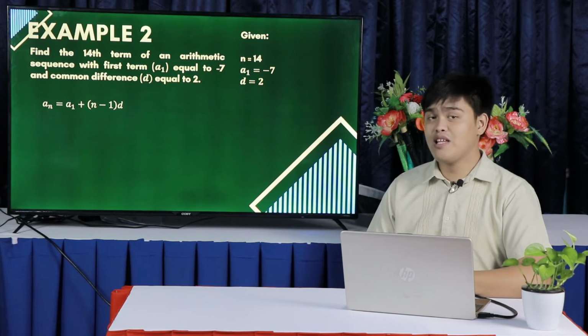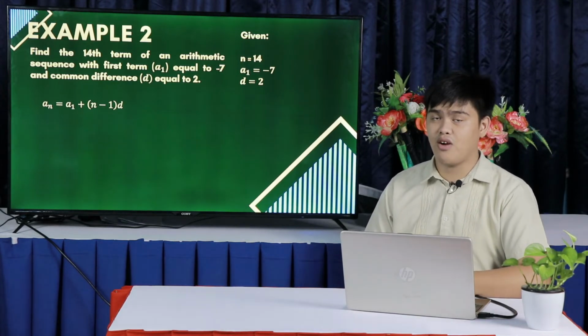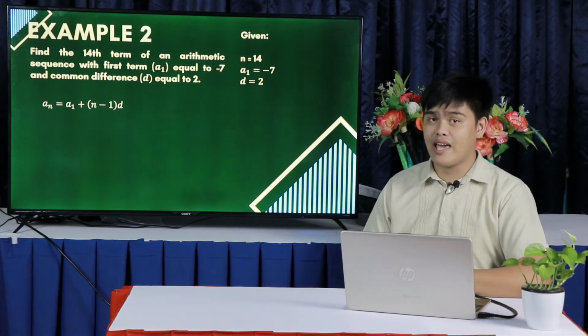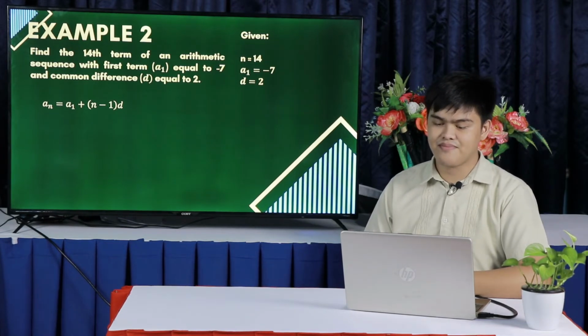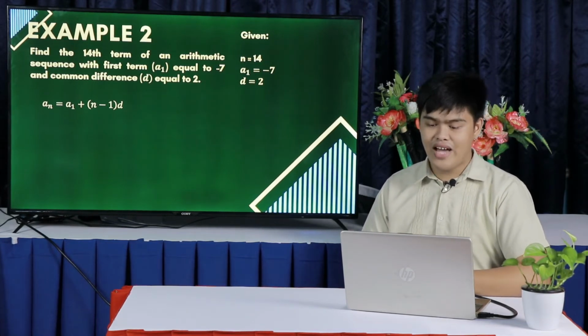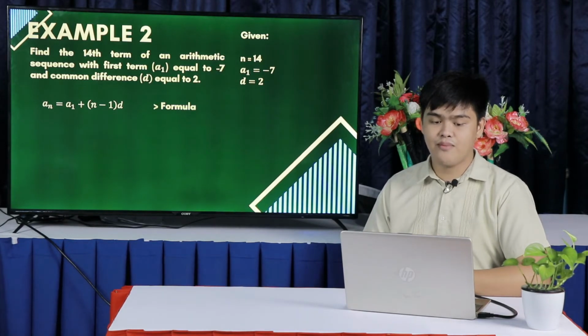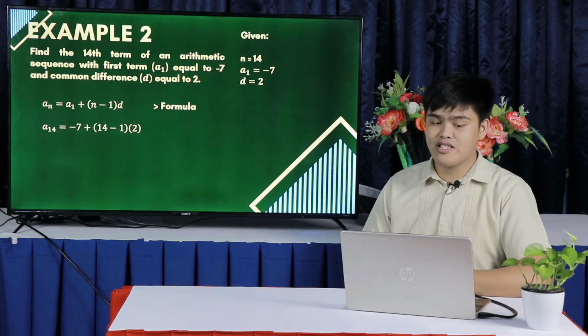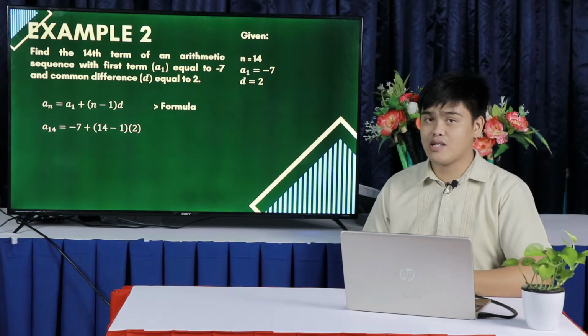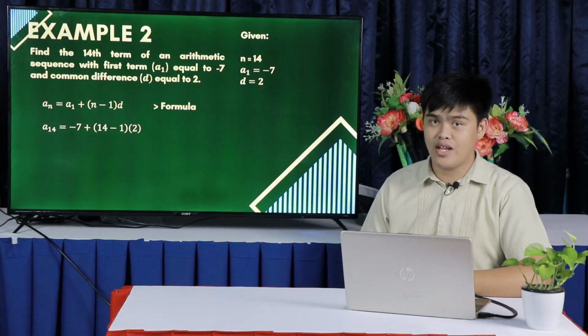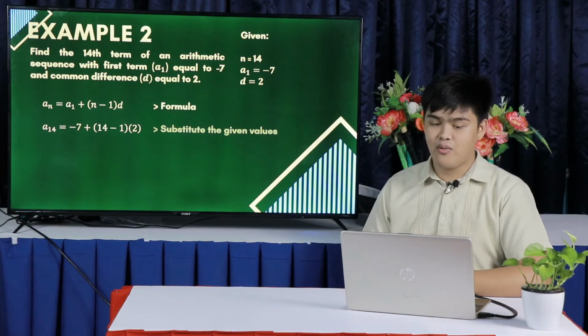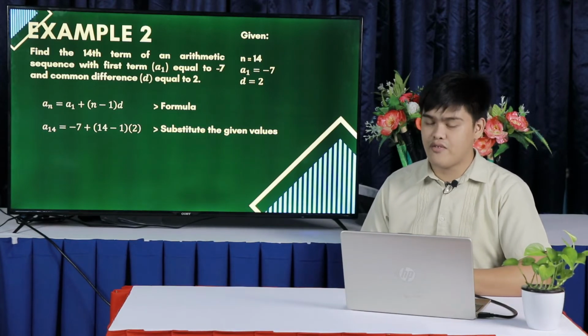Again, the formula for finding the nth term of an arithmetic sequence is a sub n equals a sub 1 plus the quantity of n minus 1 multiplied by d. Substituting the values, we have a sub 14 is equal to negative 7 plus the quantity of 14 minus 1 multiplied by 2. We simplify what is inside the parentheses first.